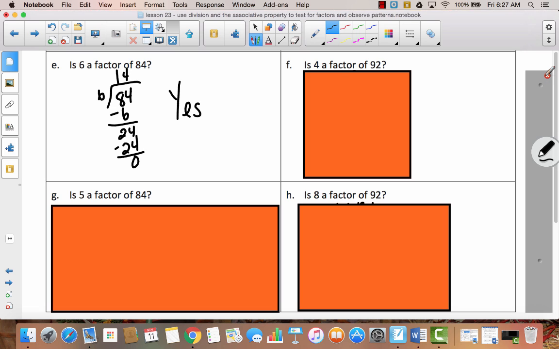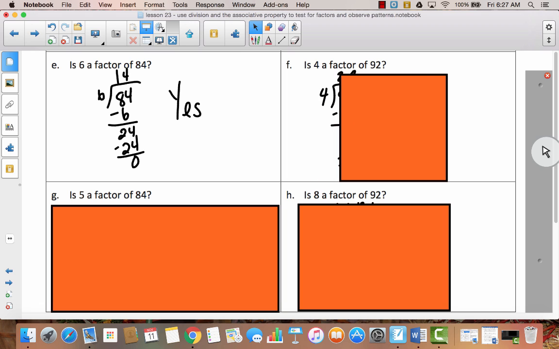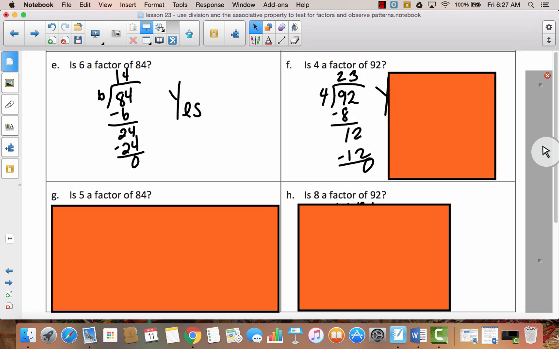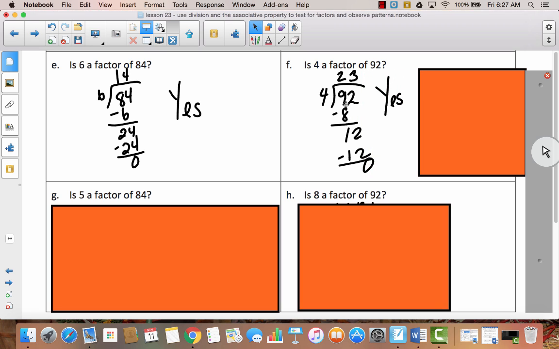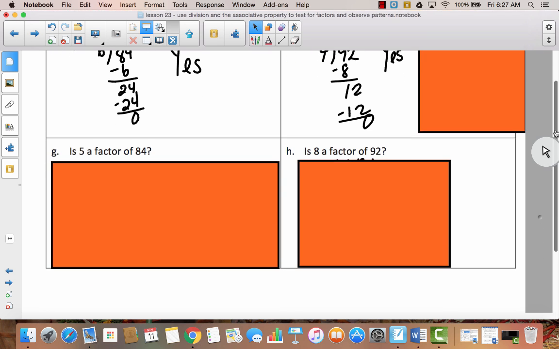All right, so what about number 4, or F, excuse me, is 4 a factor of 92? Again, I decided to use division, so I took 92 and I divided it by 4, and when I did this, I did not get a remainder, so again, yes, 4 is a factor of 92. All right, so what about G?